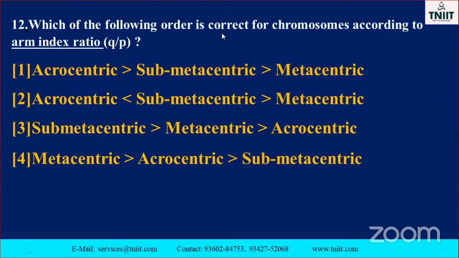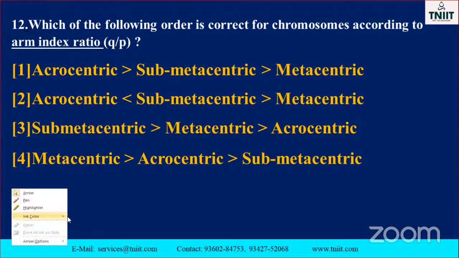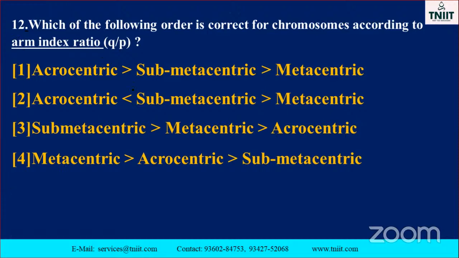Which of the following orders is correct for the chromosomes according to their arm index ratio? What is the meaning of arm index ratio? You know, each and every chromosome contains two types of arms. One is the short arm, another one is called the long arm. According to these, how it will be differentiated, that is called the arm index ratio. See, which one is the correct option, my dear students?